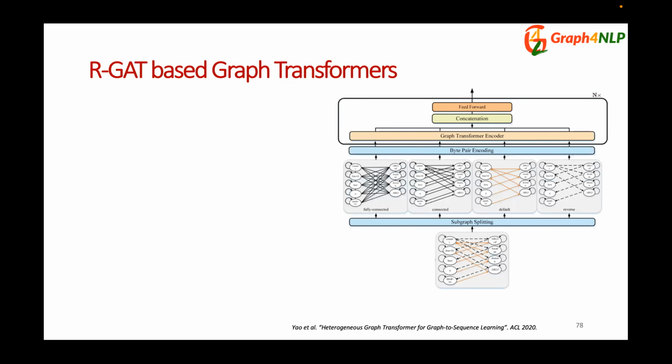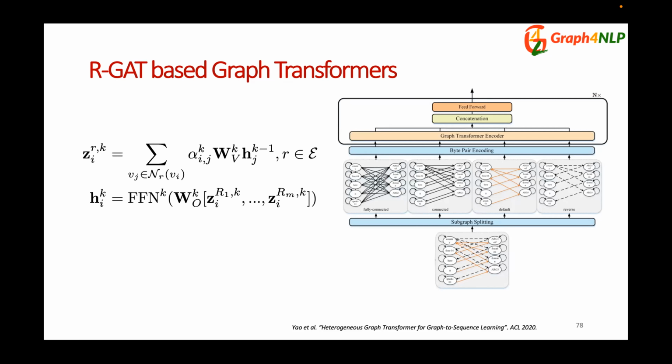One such variant of multi-relational graph transformers is called RGAT-based graph transformers. As we can see from the equations here, we introduce GAT-like masked attention to the attention mechanism of vanilla transformer models. This GAT-like masked attention respects the graph structure of the input data. And we also introduce a relation-specific learnable weight matrix, which respects the edge type information.